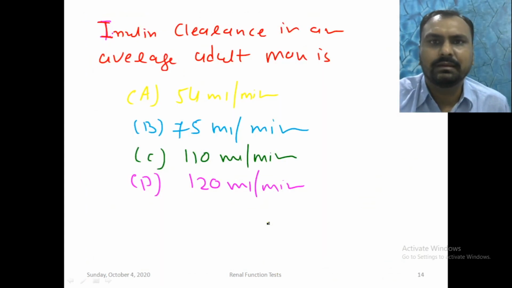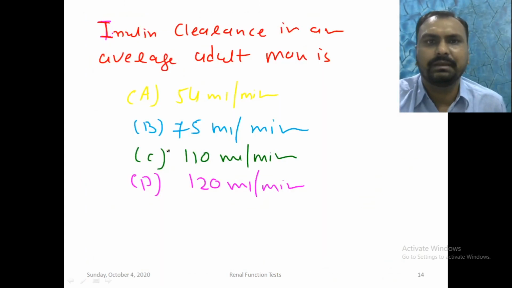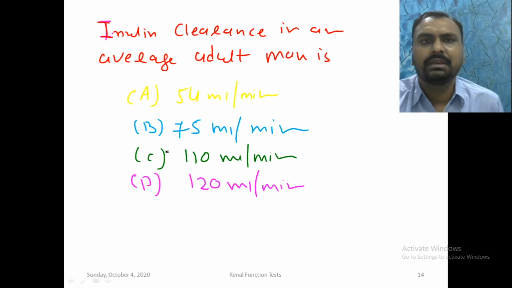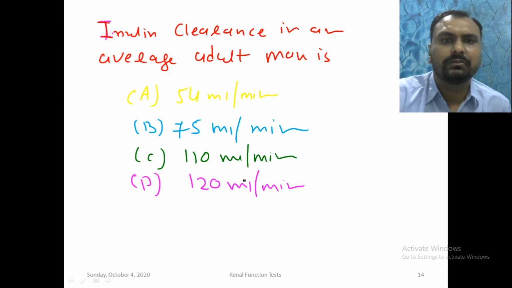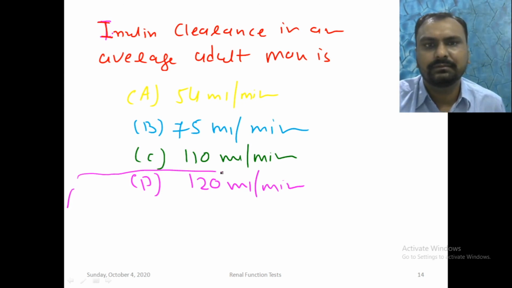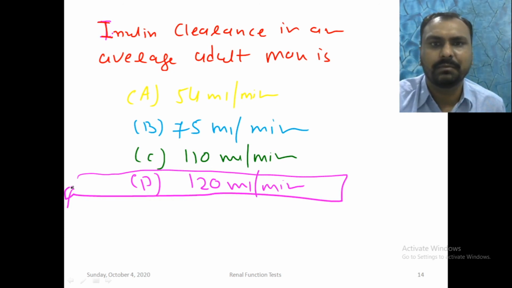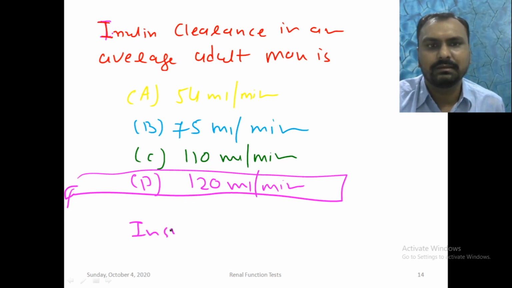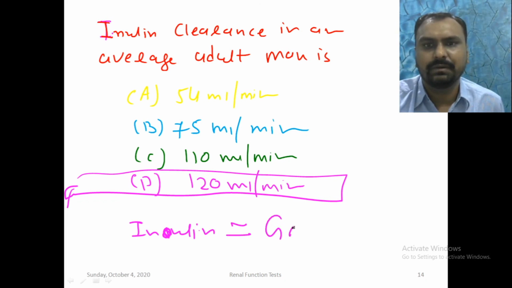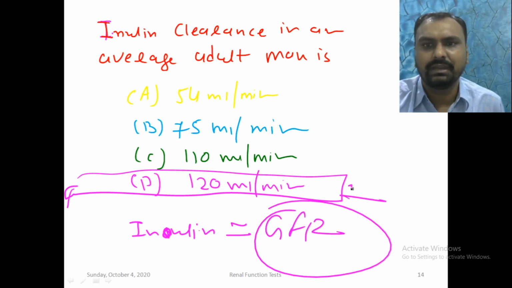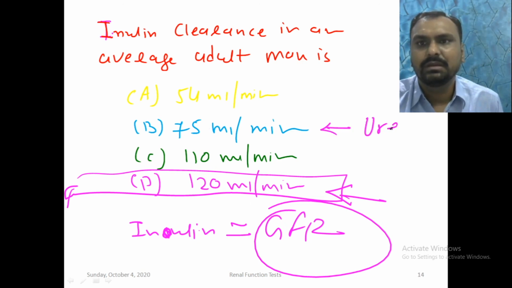Now, inulin clearance in an average adult man is: A, 54 ml per minute; B, 75 ml per minute; C, 110 ml per minute; and D, 120 ml per minute. So here the best answer is 120 ml per minute. Inulin clearance is equal to GFR, and GFR is 120 ml per minute. The 75 ml per minute is for the urea clearance.